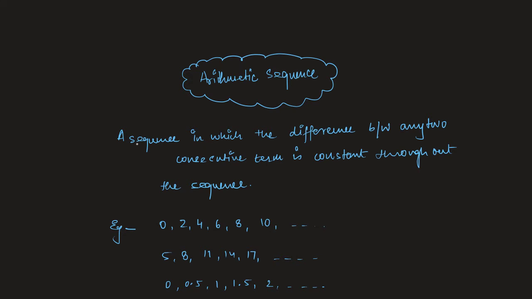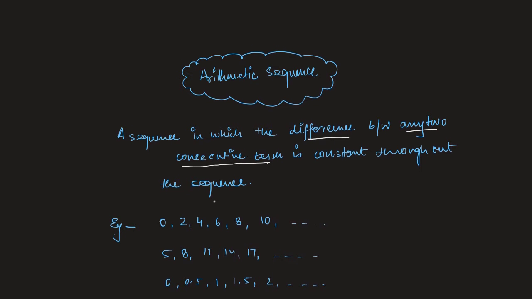So what is an arithmetic sequence? A sequence in which the difference between any two consecutive terms is constant throughout the sequence. A given sequence in which the difference between any two consecutive terms is constant, we can say that the given series is an arithmetic sequence or arithmetic series.